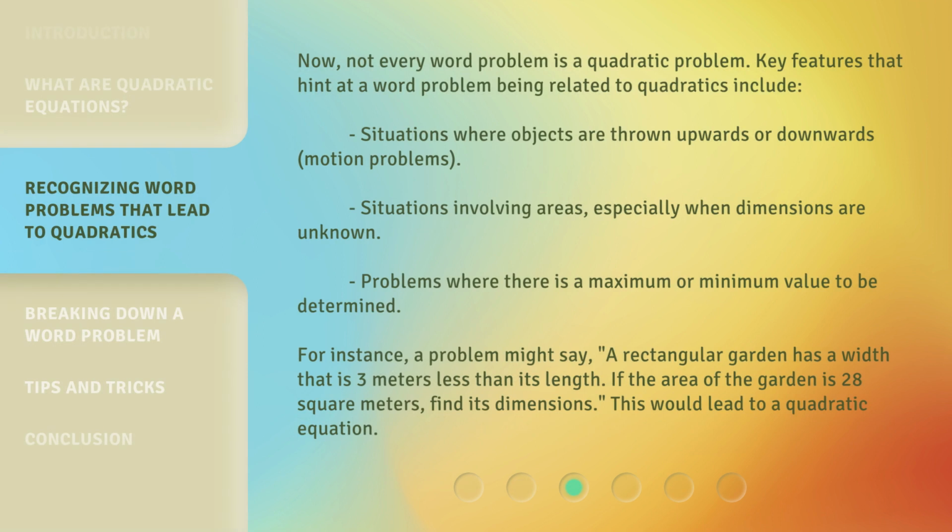Now, not every word problem is a quadratic problem. Key features that hint at a word problem being related to quadratics include situations where objects are thrown upwards or downwards, motion problems, situations involving areas, especially when dimensions are unknown, and problems where there is a maximum or minimum value to be determined. For instance, a problem might say, a rectangular garden has a width that is 3 meters less than its length. If the area of the garden is 28 square meters, find its dimensions. This would lead to a quadratic equation.